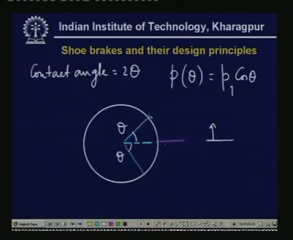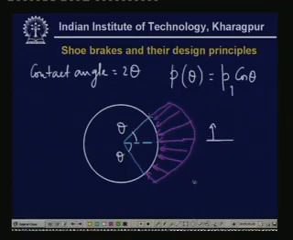quite large over here and small, and this is symmetrically distributed. The symmetry is not very obvious from this figure. So this is roughly the pressure distribution, and this is a function of theta.